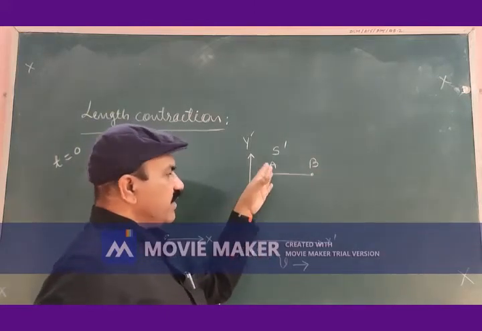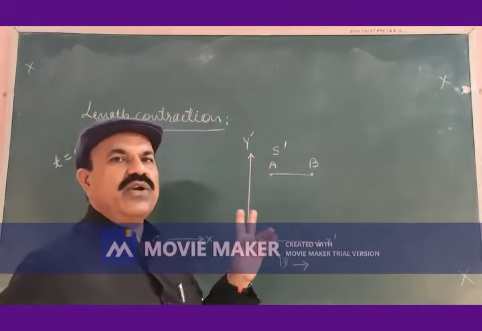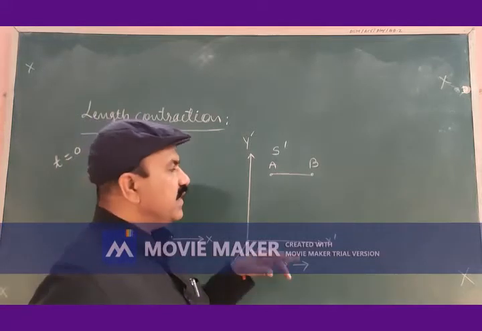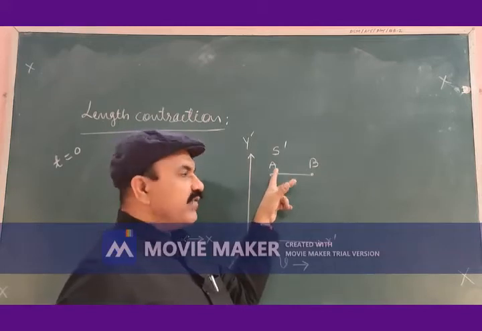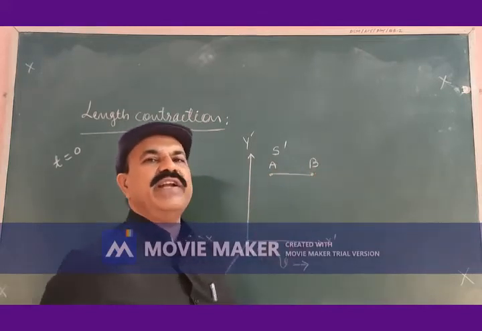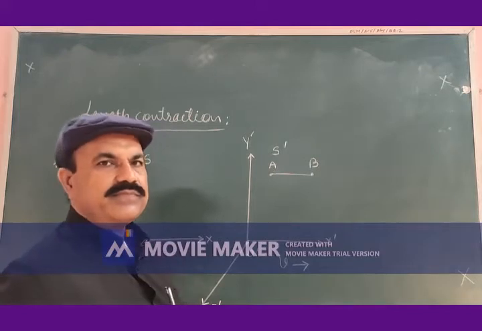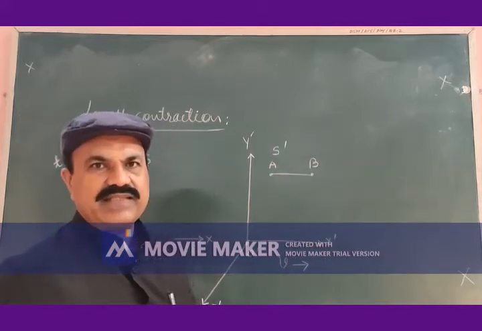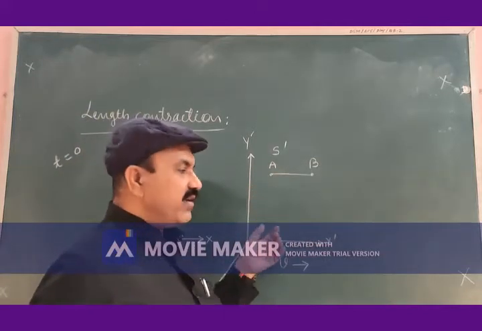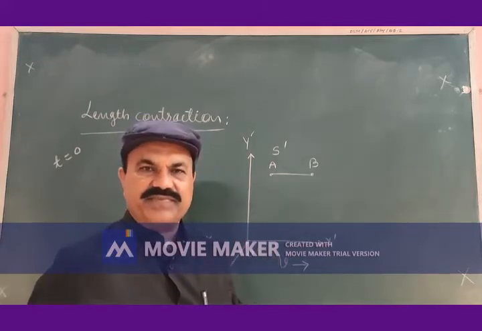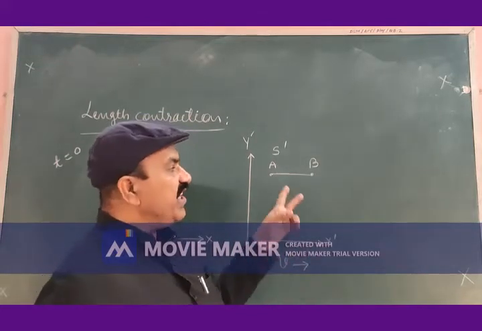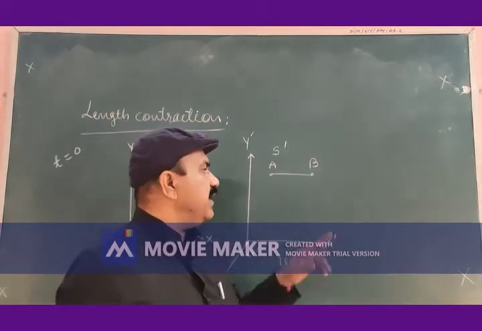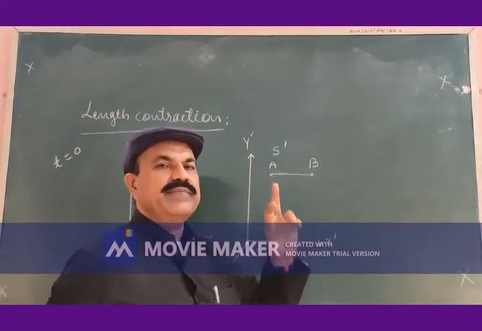This observer O prime observes the rod AB and notes the coordinate of end A and the coordinate of end B. The rod is parallel to the x-axis, and therefore the length of the rod is along the x-axis. So we have to consider only the x coordinates of the endpoints of the rod, A and B.